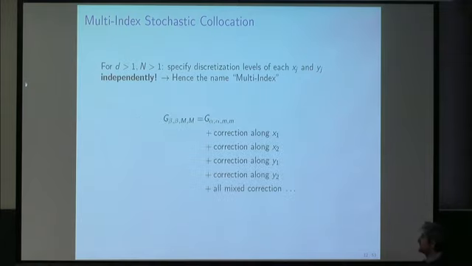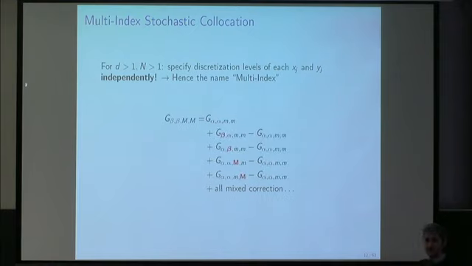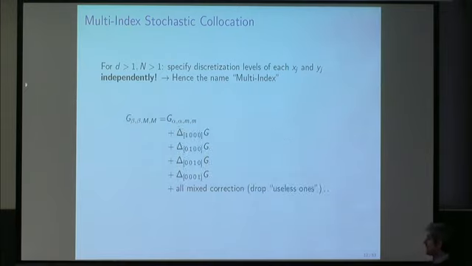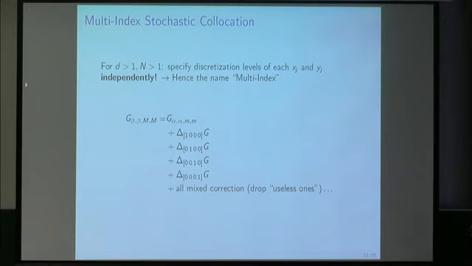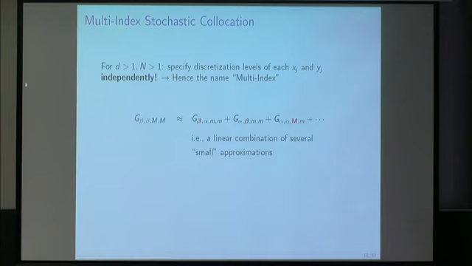And again, you rewrite your ideal goal as a sum of corrections, partial corrections, where you increase one discretization parameter only. So either you increase only one physical discretization or the other, or you add points in one random variable or the other. Then again, you will have all the mixed corrections. You will know that the mixed corrections are not all equally important. You will drop the non-important corrections. You will end up with a linear combination of many coarse approximations, okay? So this is in spirit the same idea.